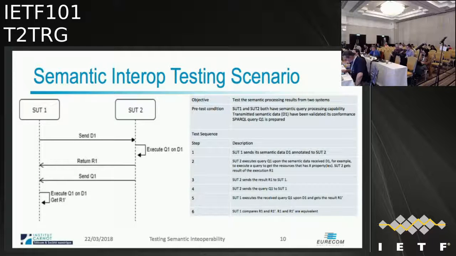And the system under test 1 would execute the same query Q1 on the same data it had sent before. And let's say the result this time is R1 complement. So SUT1 would actually verify if both R1 and R1 complement are the same. So if they are the same or equivalent, we'd say we have 100% interoperability. Otherwise, we'd say these two systems under test are not semantically interoperable. Next.